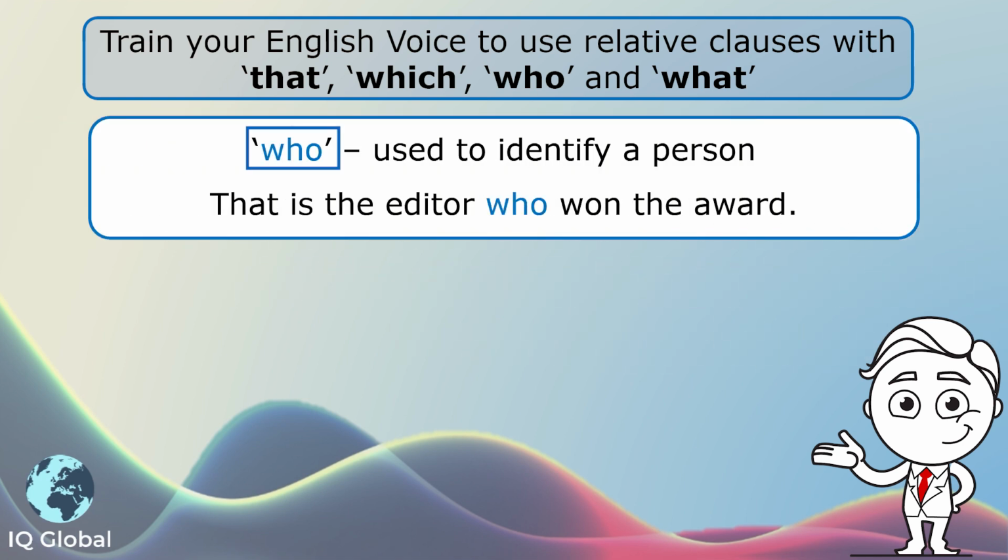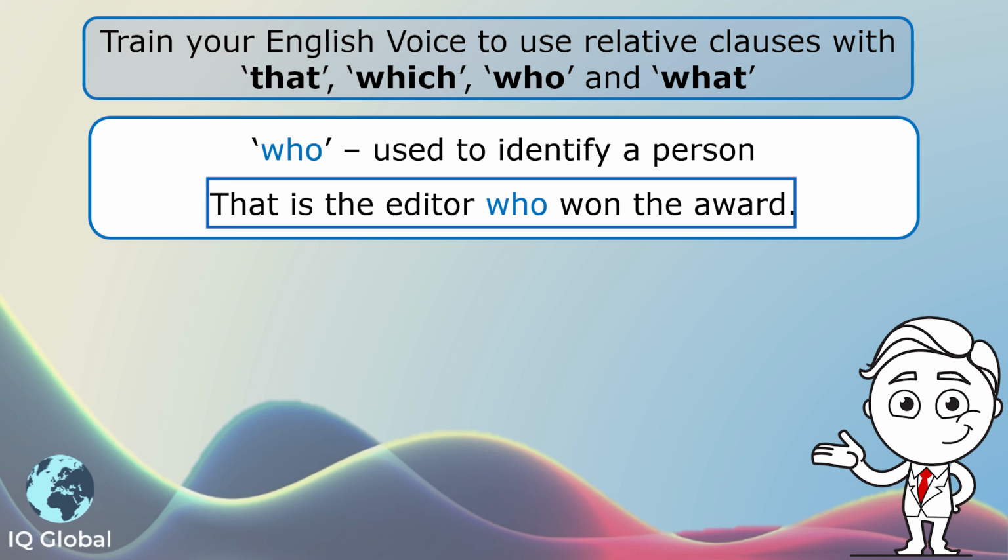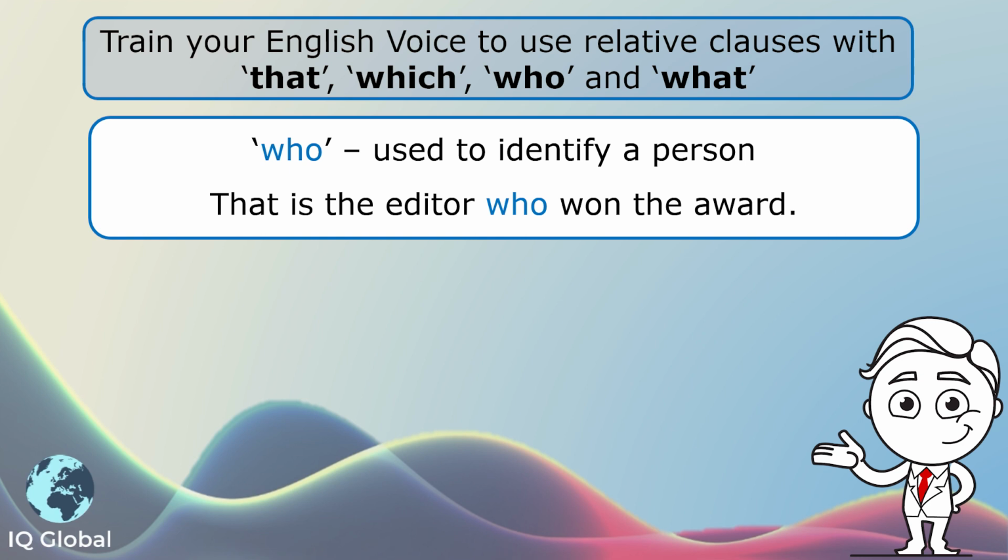Next, who. Who is used to identify a person. Have a look at the sentence example. That is the editor who won the award. Now we are using the word who to identify and give more information about the editor.